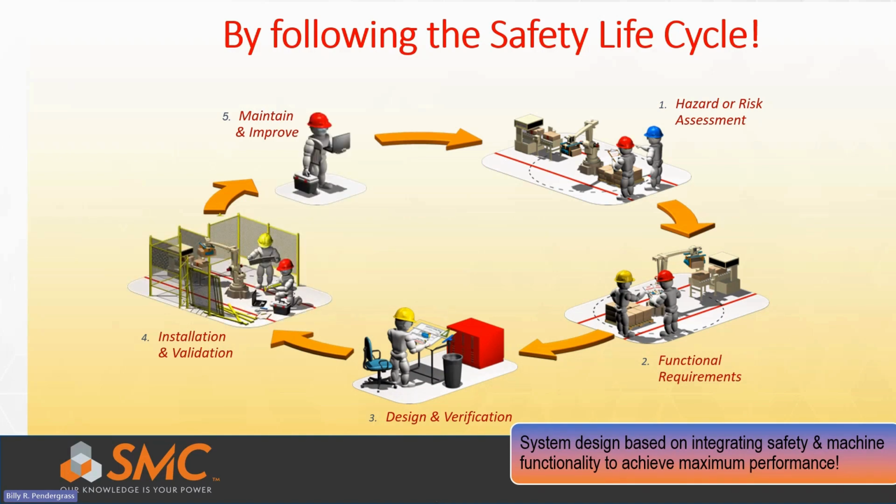This model simply supports good design concepts throughout the life of the machine and safety system and represents the true integration of safety standards. Let's take a closer look at how Rockwell Automation approaches the stages of the safety lifecycle, beginning with the hazard or risk assessment. The first steps are the hazard and risk assessment, which is followed by identifying functional safety requirements of the machine.